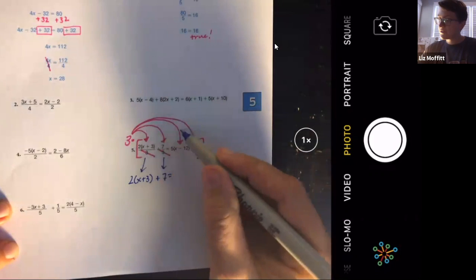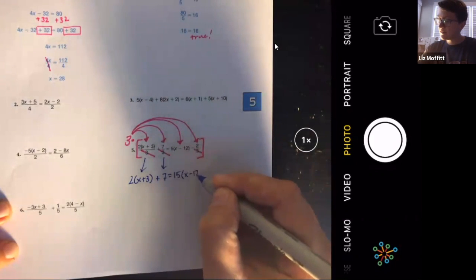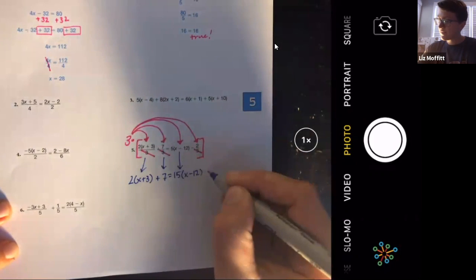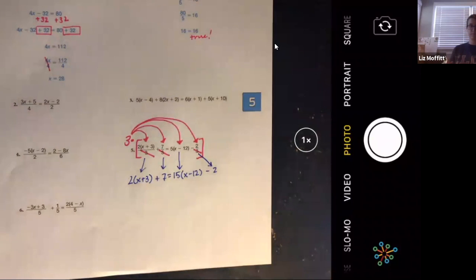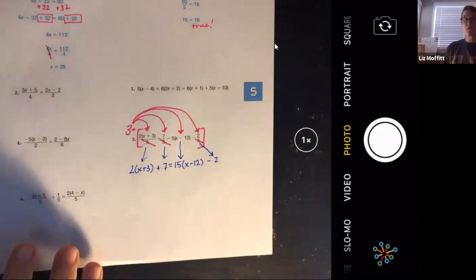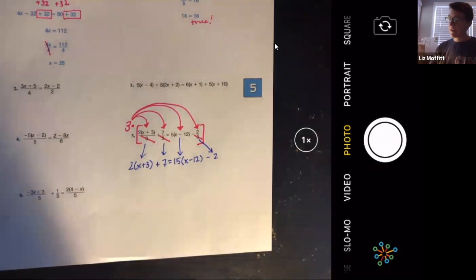Remember, we had to do 3 times this 5, which is 15. And then minus 2. Now we've gotten rid of all of the fractions and we can work with just integers. Our next step is to look at each side of this equation one at a time. Let's start with just the left side and do some simplifying.